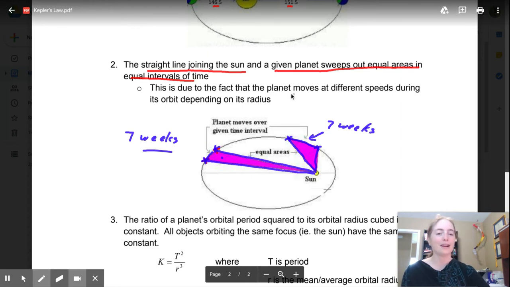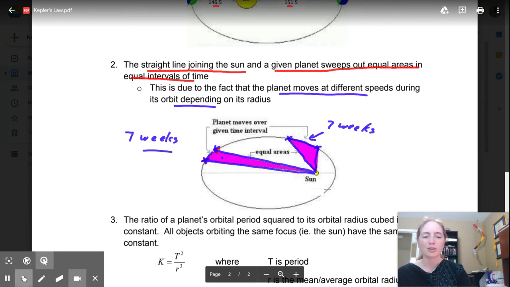And it's due to the fact that the planet's going to be moving at different speeds during the orbit depending on its radius. And we'll be looking at the math of that a little bit later. So, yeah, that's Kepler's second law. Don't worry, you don't have to do any math on that one.